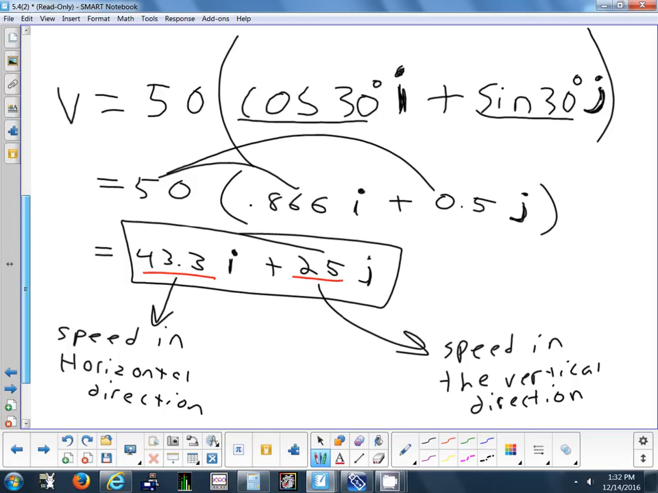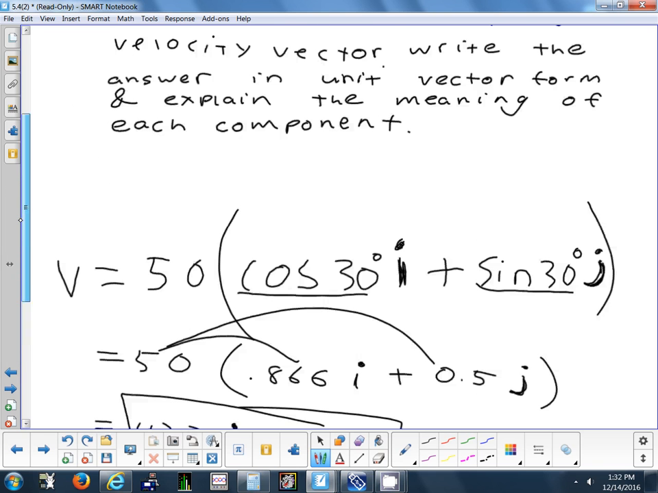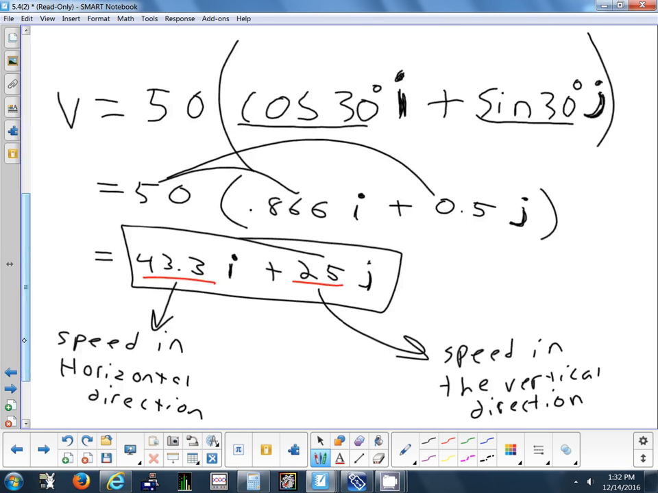All right, so any question on the velocity vector? Okay, so it's really pretty straightforward. You just fill in the two numbers and do your distributive property, and that's it. You don't even have to explain the two components. Just stop at the box. But I wanted you to understand what they were. Questions on that? Okay.